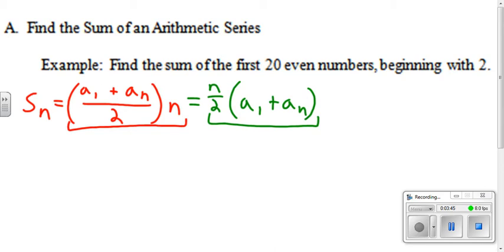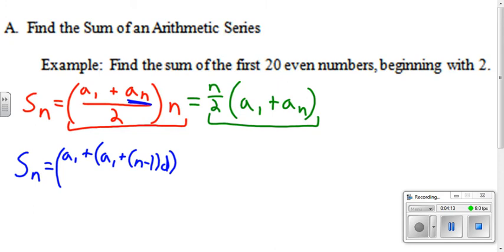Now, this way works if we know what our first term and our last term are, but if we don't, then we would have to say S sub n equals, we know our first term, but if we don't know what that last term is, we would have to replace a sub n with that old formula for a sub n that we know, which remember was a sub 1 plus n minus 1 times d. That's our formula for a sub n. Otherwise, everything else is the exact same.